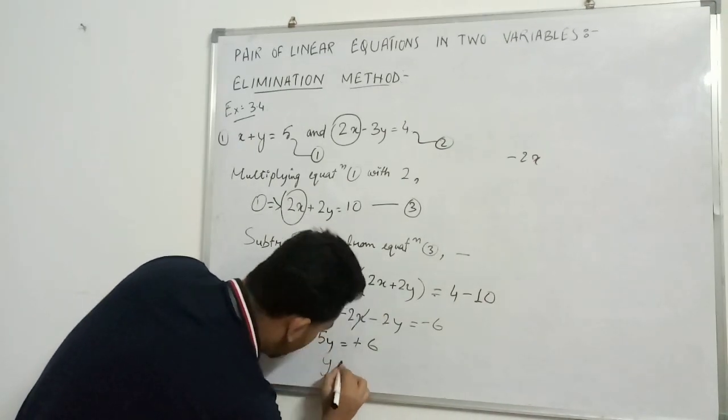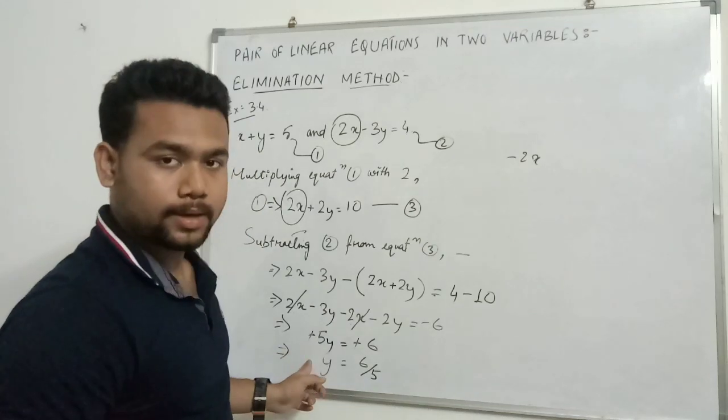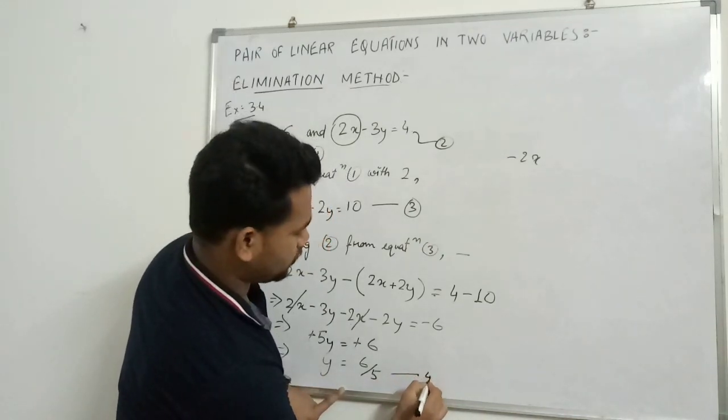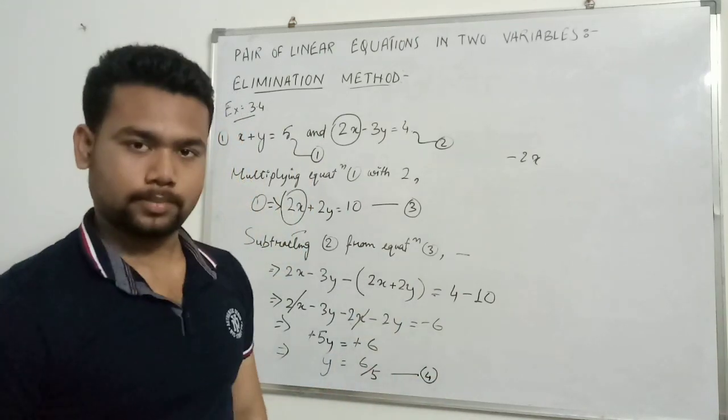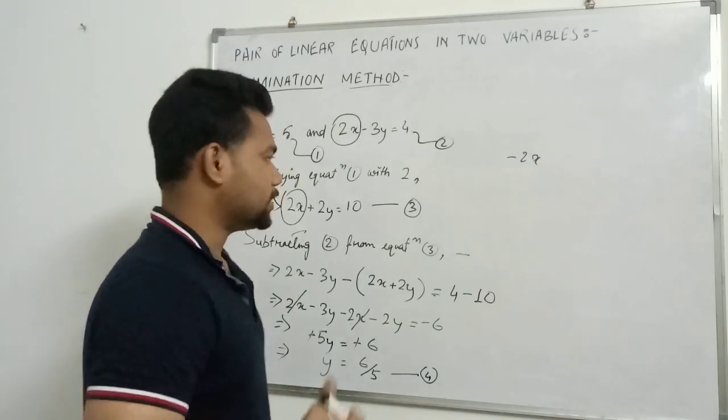So finally y is equal to 6 by 5. So we found out y. Mark it as equation number 4, because I'm going to use y later on. So y is equal to 6 by 5.